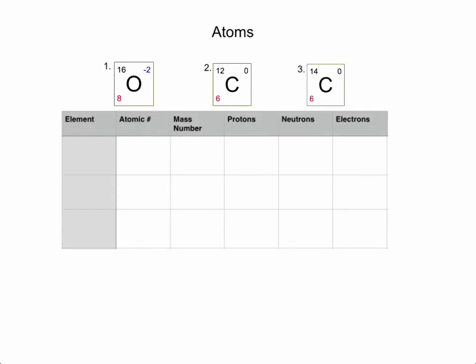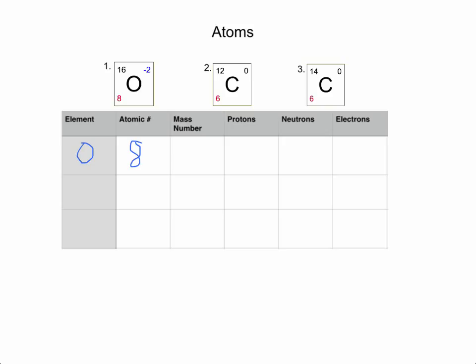So let's look at some examples of trying to figure out how many protons, neutrons, and electrons are located in different atoms. So at the top here, I've listed 3 different examples of atomic symbols. So we'll look at number 1. Number 1, we have the elemental symbol of O for oxygen. So in this box, I'm just going to write O for oxygen. Now its atomic number is located in the lower left-hand corner. So here's the atomic number. Its atomic number is 8, so that's what I'm going to put here.